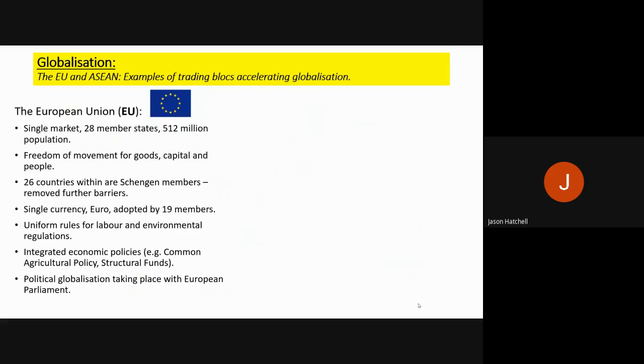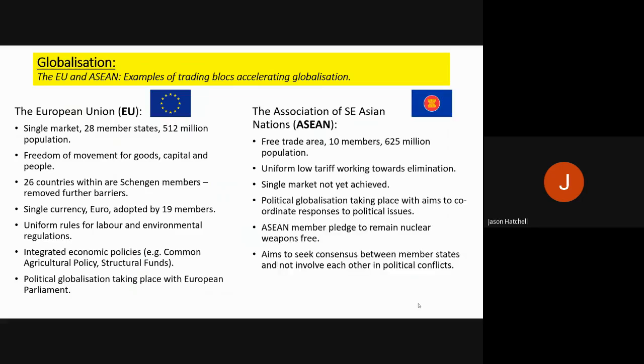And finally, the EU is basically an example of political globalization taking place. The European Parliament, for example, is an example of how more integrated states can become and work together within a single market. So that is the EU as an example of a trading bloc that accelerates globalization and actually exists because globalization exists. Now, the Association of Southeastern Asian Nations is a free trade area.